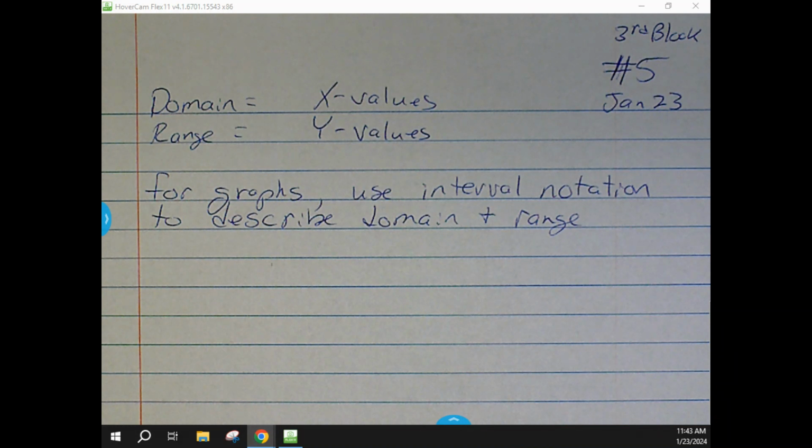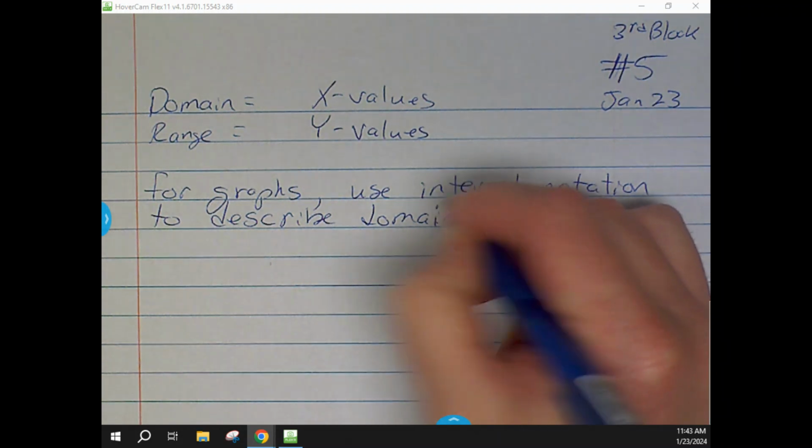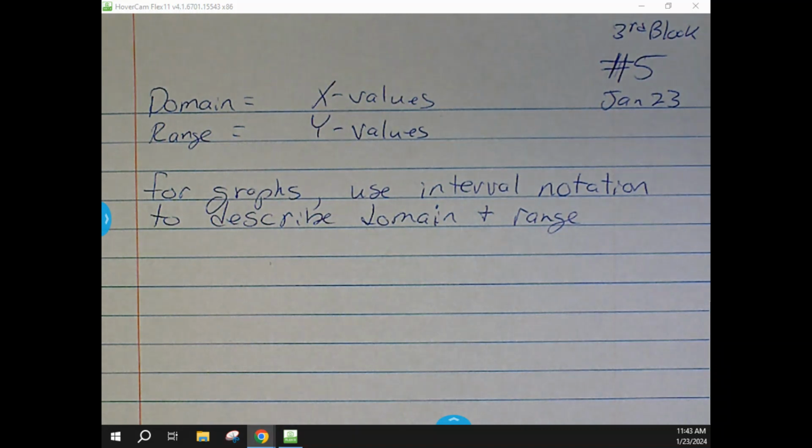Because if not, it gets really hard to talk about those in some cases. So that's why we're using interval notation. Now we're going from just having a few numbers to having lots and lots of numbers that we're going to talk about with domain and range.